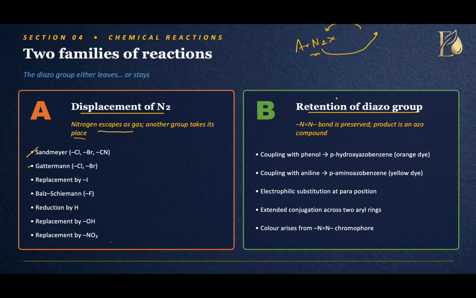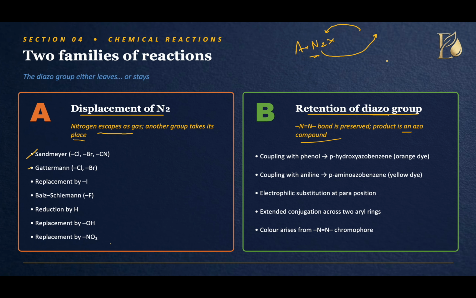Before that, we can see the next category. It is retention of diazo group. What is happening here? The N=N bond is preserved. The product is an azo compound. In this reaction, the diazo group remains untouched, forming azo compounds that contain the N=N linkage. Okay, these two categories form the foundation of all diazonium chemistry. So we will go through this in detail.